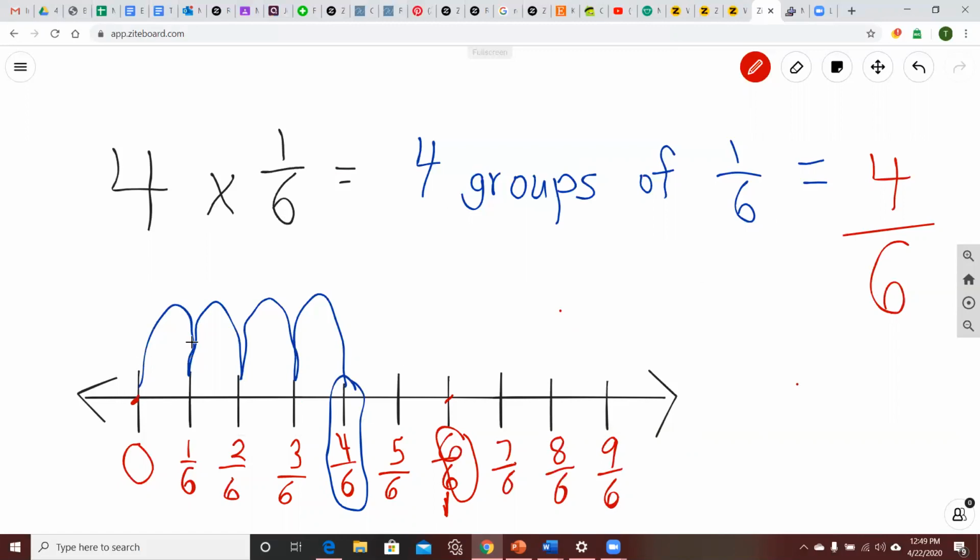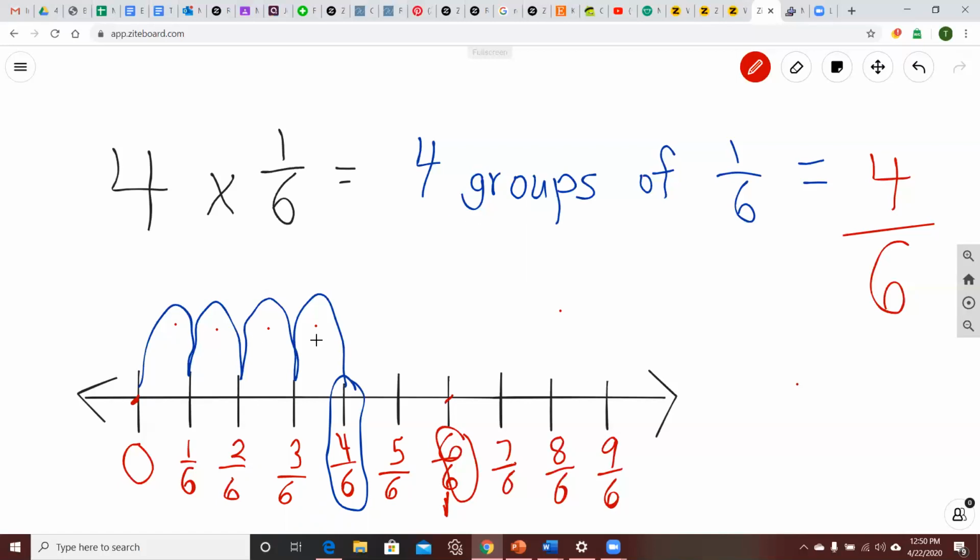So I'm going to do jumps on my number line. So you'll see I've got jumps here. So here was 1/6. I made 1 jump. I made another 1/6 jump. So now I've got 2 jumps. I made another 1/6 jump. Now I've got 3. And I made another 1/6 jump. Now I've got 4 jumps or 4 groups. Sometimes in my head, I'll even say like 4 jumps of 1/6.